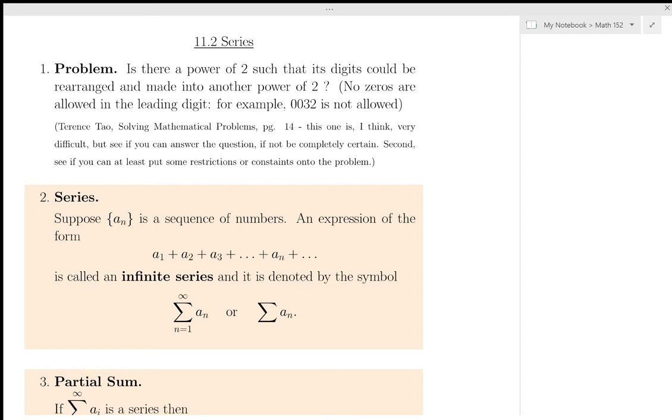It seems to be easy to do, maybe because they both start with S or something, but they are quite different. So the sequence just being a list of numbers and the series being a sum of a list of numbers.